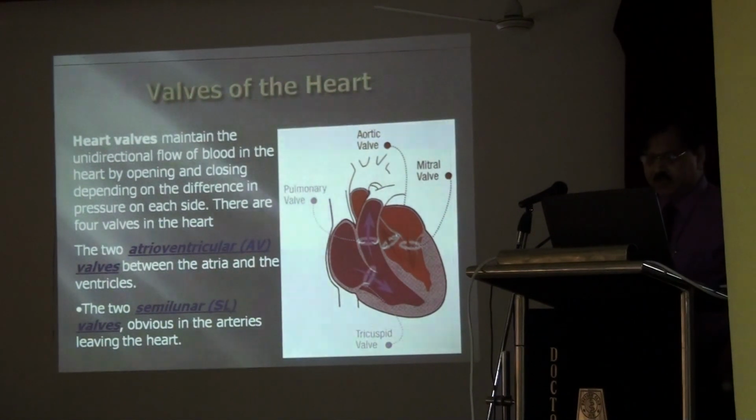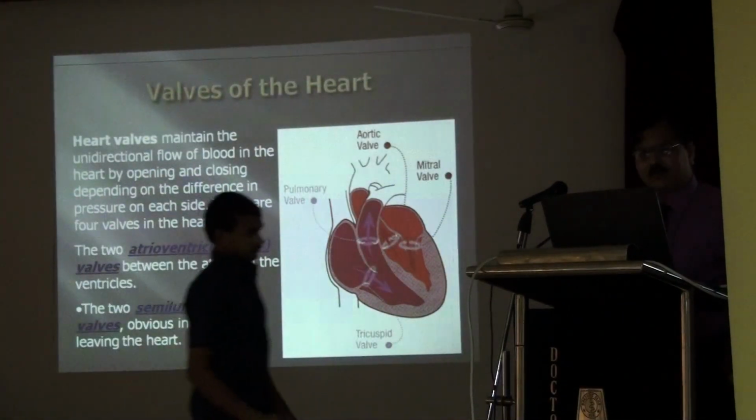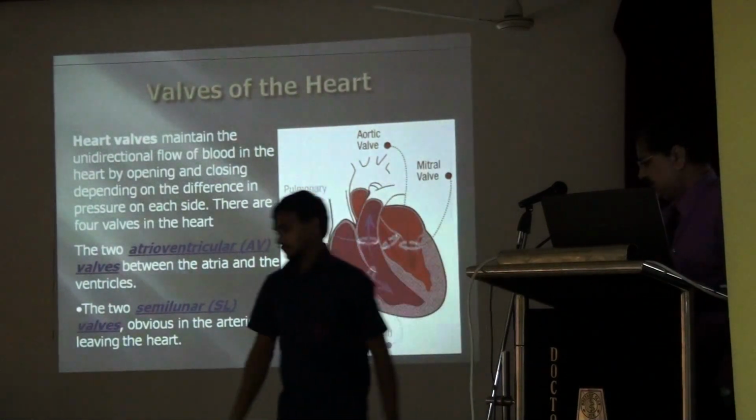So basically, the heart is a pump. It is a modified muscle with special properties for pumping. The heart is a muscular pump, and the basic function of the heart only stops once in life, at the end of life. Thank you.